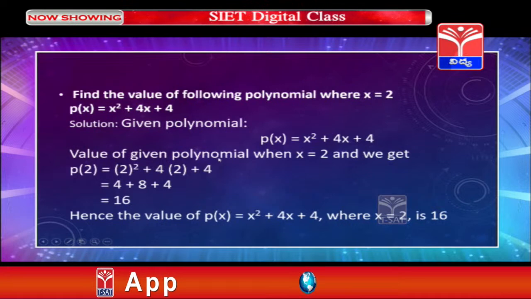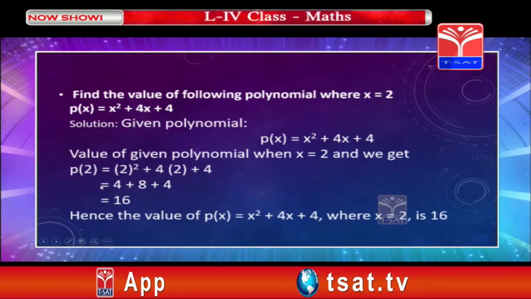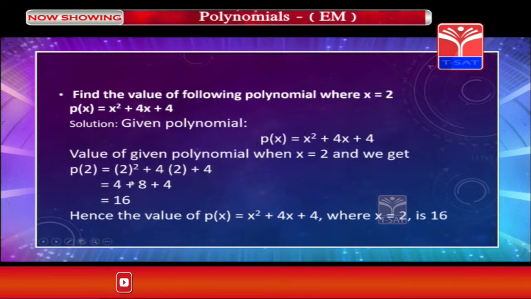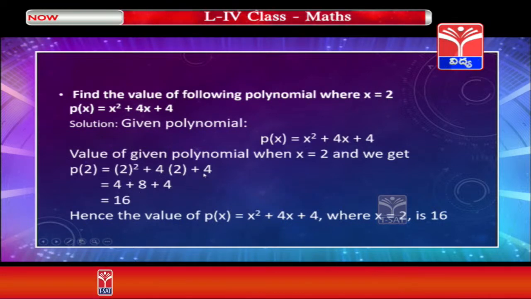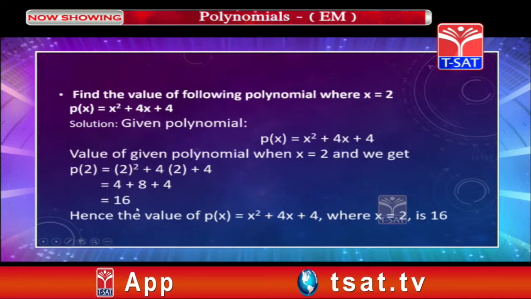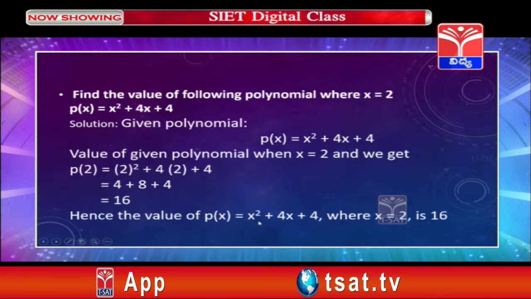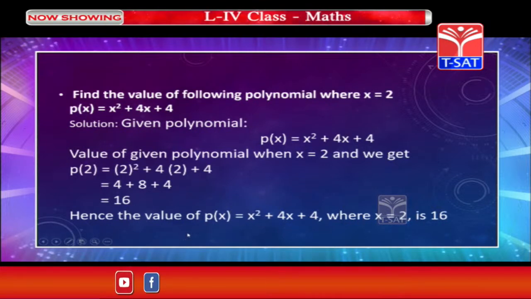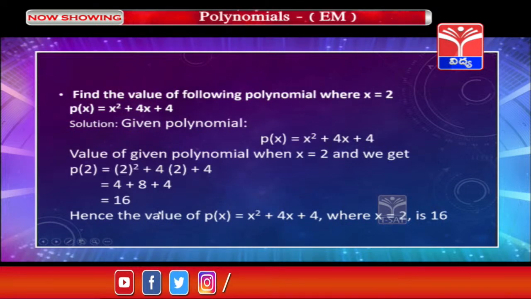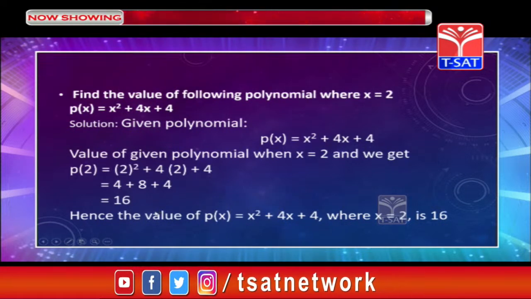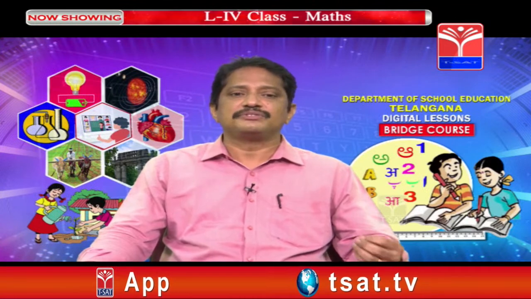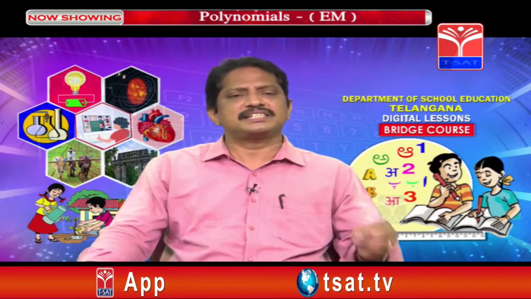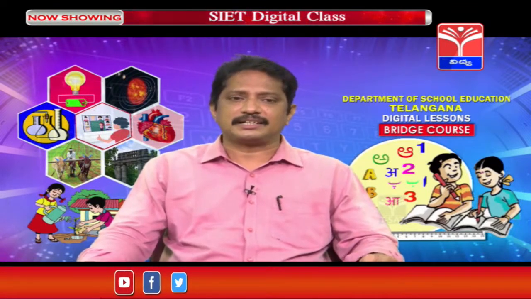So, the value of the given polynomial when x equal to 2 is P of 2, where x is replaced by 2, so 2 square plus 4 of 2, that is 4x, plus 4. 2 square itself is 4, plus 4 of 2 is 8, so plus 4: 4 plus 8 is 12, plus 4 is 16. Hence, the value of P of x equal to x square plus 4x plus 4 where x equal to 2 is 16. Clear? In this manner, you can find the value of the polynomial easily. So, take some more examples and practice them to get confidence in finding the value of a polynomial. This is very simple, at the same time very important. Clear? Okay.